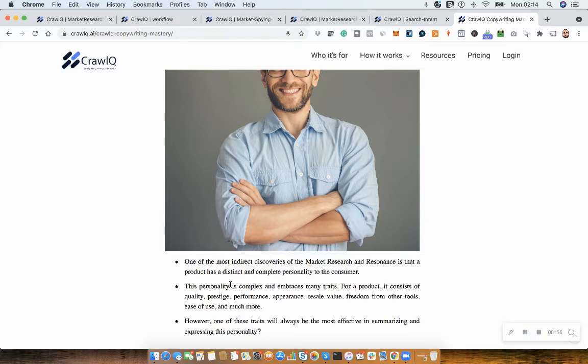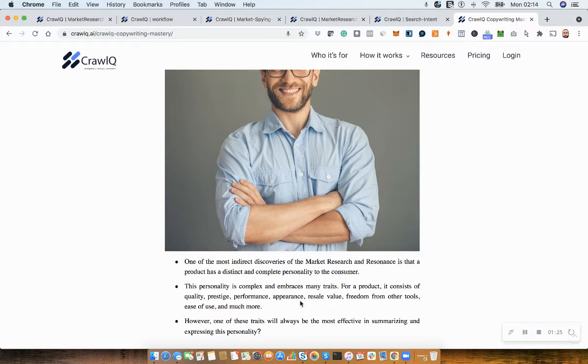This personality is very complex and it comes with many traits. You need to really identify this because this will make your copy very compelling, very powerful, because people then start to associate your product or service with that personality. So for a product, it can be the quality. This is a high quality product.